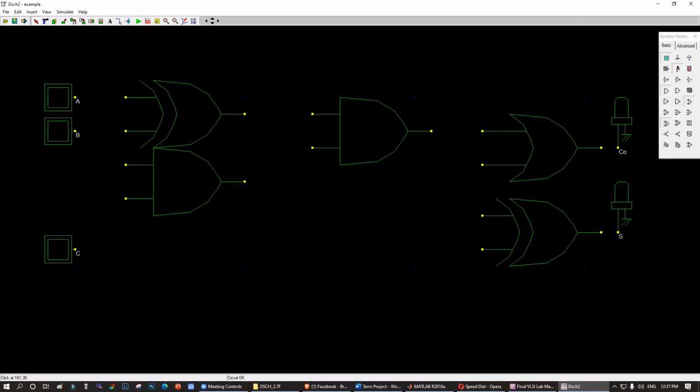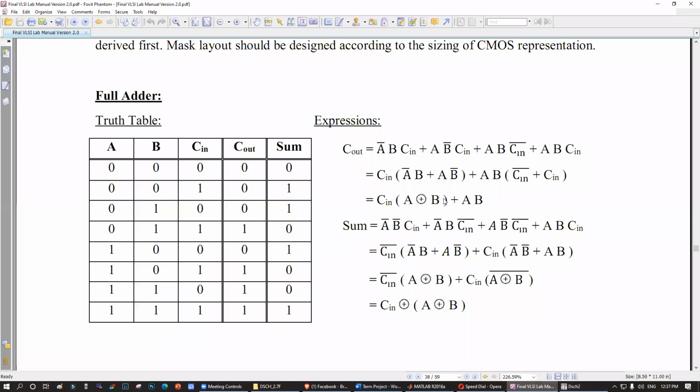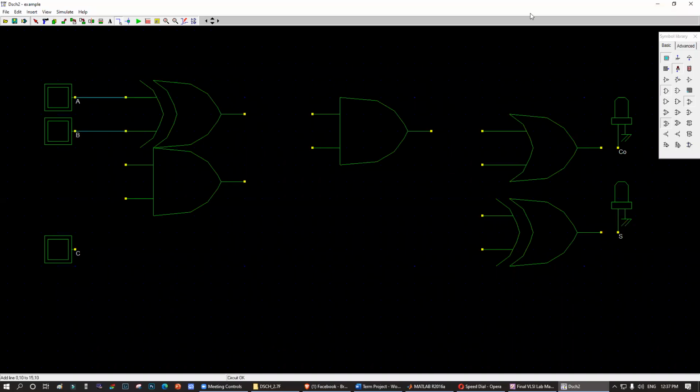Now look at this. At first, what do we have to do? At first, A XOR B. This one, A XOR B. Let's do it. A XOR B. This one is what? I'm going to write. This is your A XOR B. Fine.